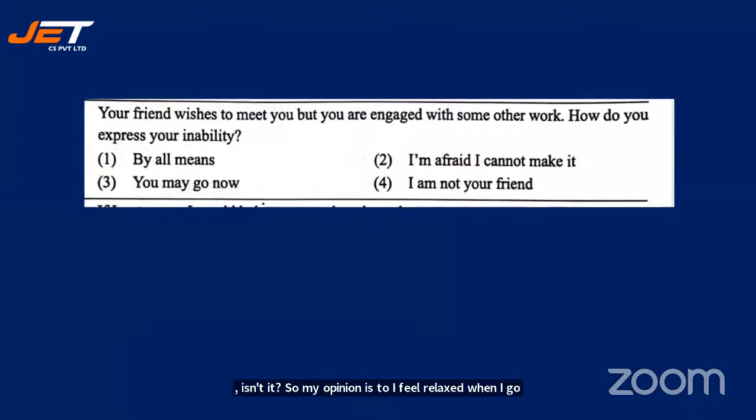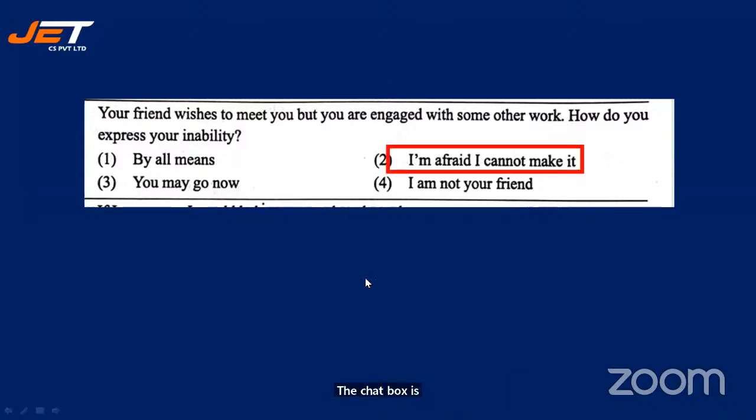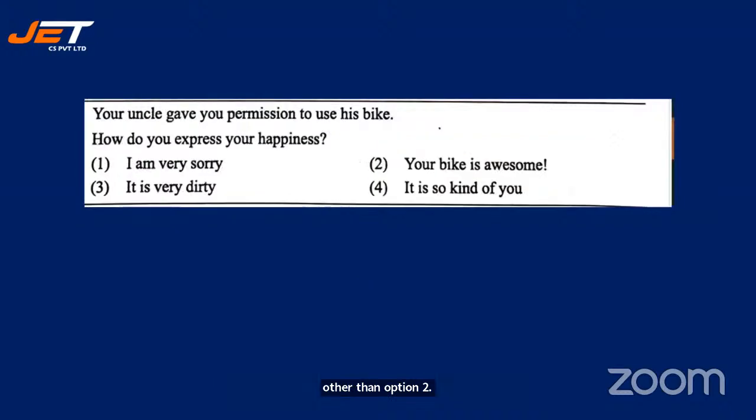Your friend wishes to meet you, but you are engaged with some other work. How do you express your inability? Very simple. By all means. You may go now. I'm afraid I cannot make it. I'm not your friend. Okay, so let me see how many are going to give me the answer for this. The chat box is open. Option 2. Perfect. Very good. None other than option 2. Good. I'm afraid I cannot make it. Yes, good. See the next one.